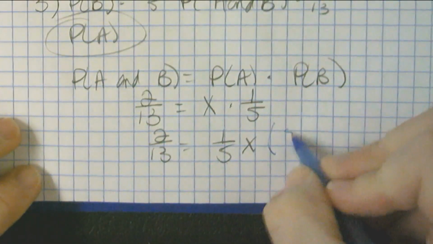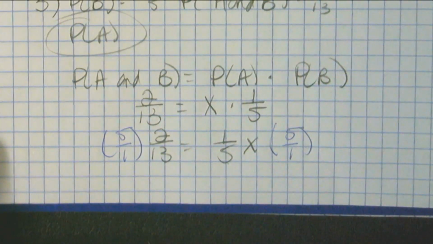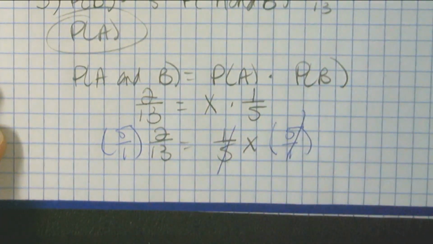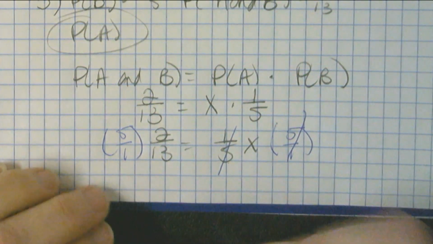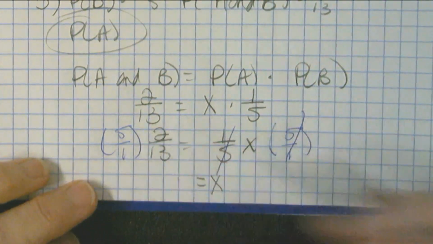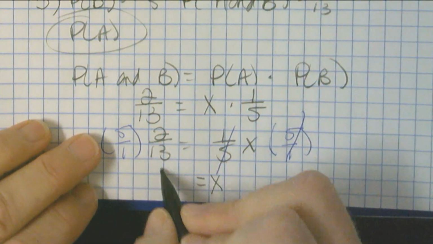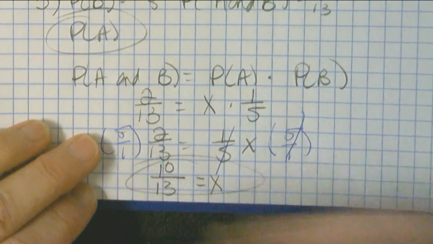Excellent. So I'm going to multiply by 5/1. So my 1/5 and my 5/1 cancel each other out. So Ashton, you're looking at your work to see where you strayed off. Okay. So I have x equals, well, I can't divide out common factors here, so I'm just going to multiply this out. 5 times 2 is 10. 1 times 13 is simply 13.